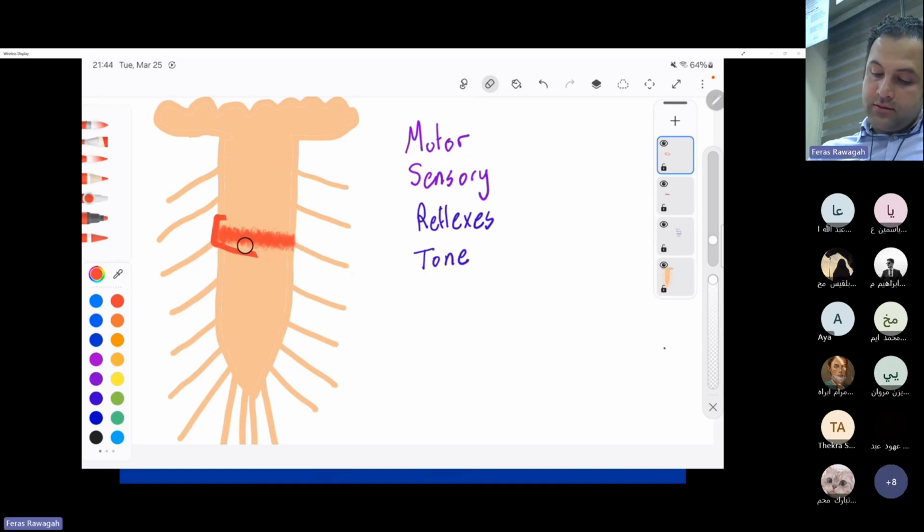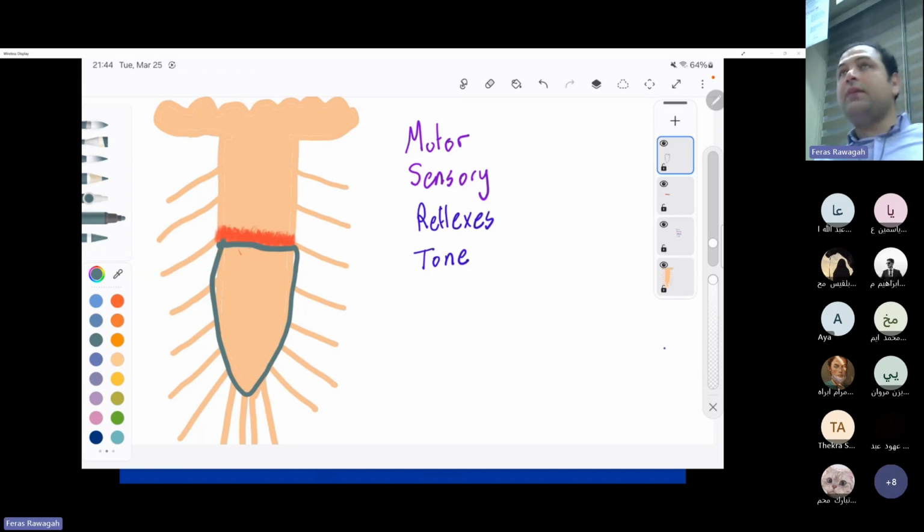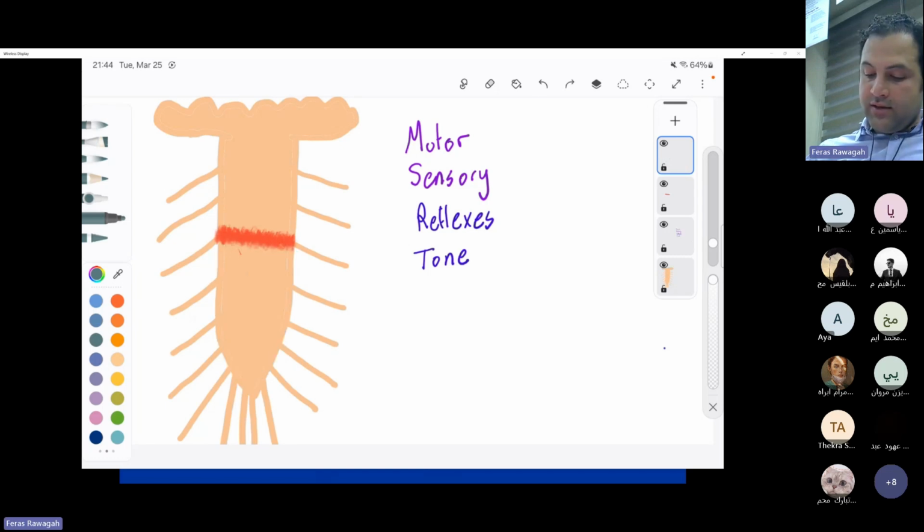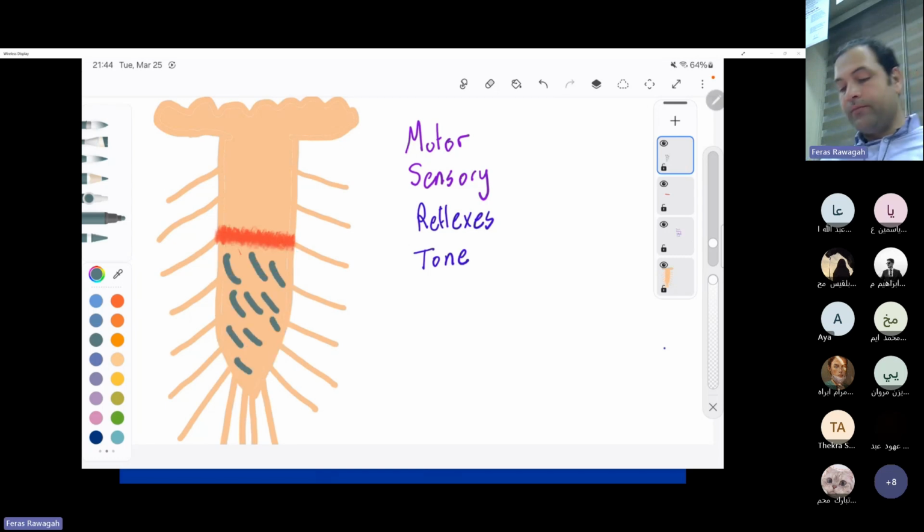The next question is, what will happen with the functions for the levels below the level of the injury? I mean, this part of the spinal cord. This is below the level of injury. This level is not injured, okay? This part of the spinal cord is not injured. So what will happen with this part of the spinal cord?